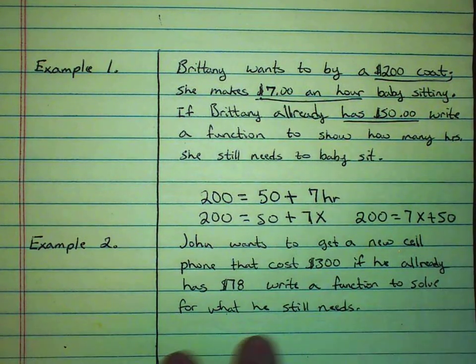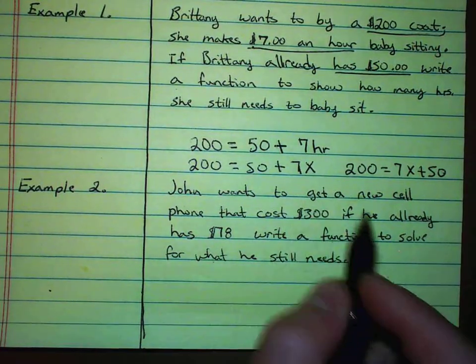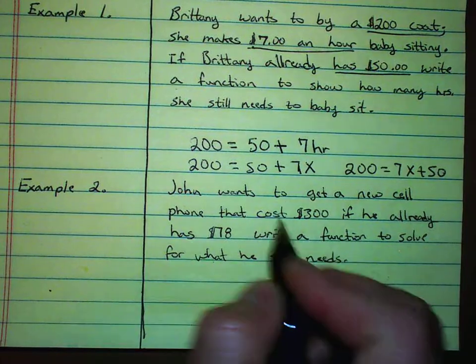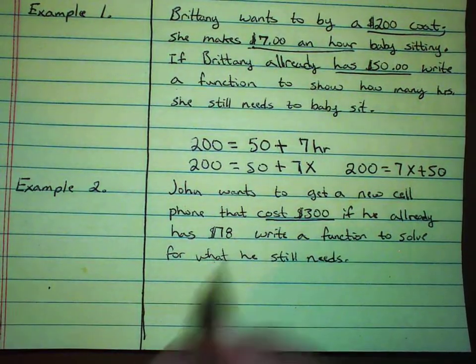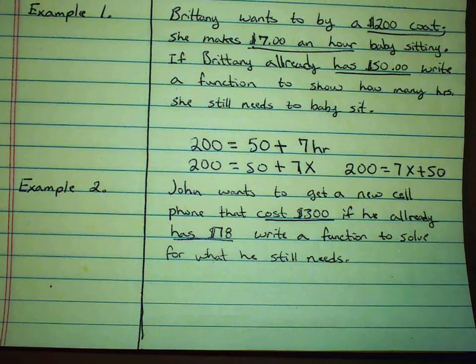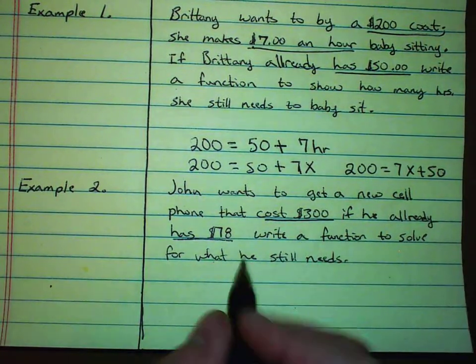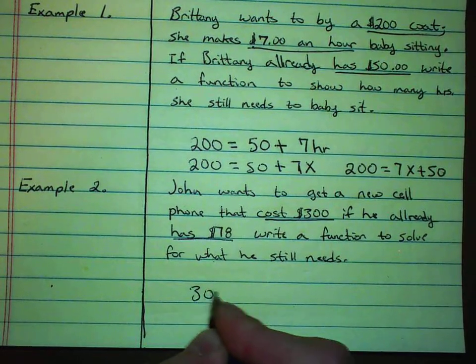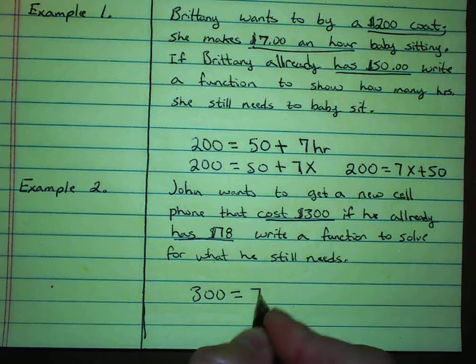We're going to try it again with John. Okay? John wants to get a new cell phone. That costs $300. We know that's important. If he already has 78, write a function to solve for what he still needs. Okay. He wants a new cell phone. What does that new cell phone cost? Well, that new cell phone costs $300. What does he have? He has 78.